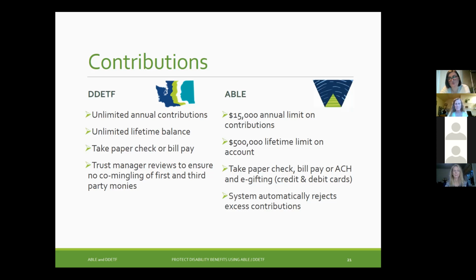The other is with the automatic rejects system. So let's say grandma wants to give Johnny a $5,000 Christmas gift or holiday gift towards the end of the calendar year. But Johnny already had $12,000 in his account. So with a $15,000 limit, $12,000 plus $5,000 is $17,000. So we're over that $15,000 limit, and the system's going to reject the full $5,000.